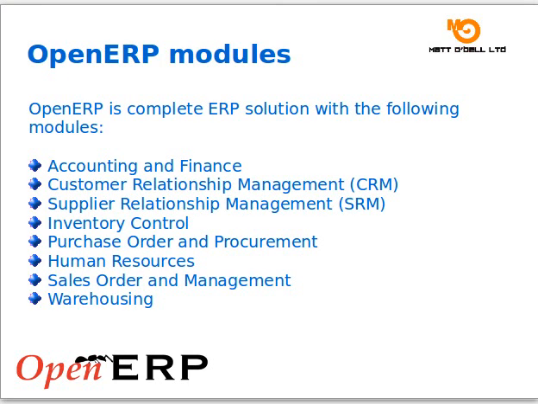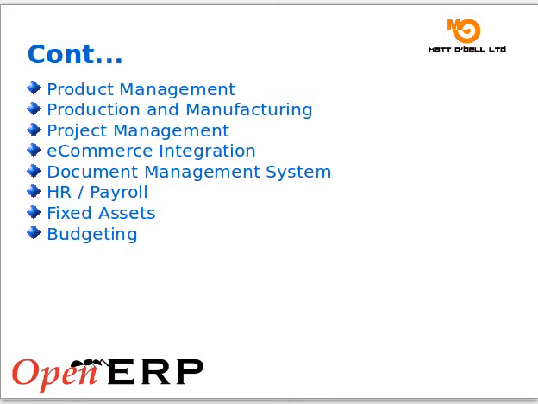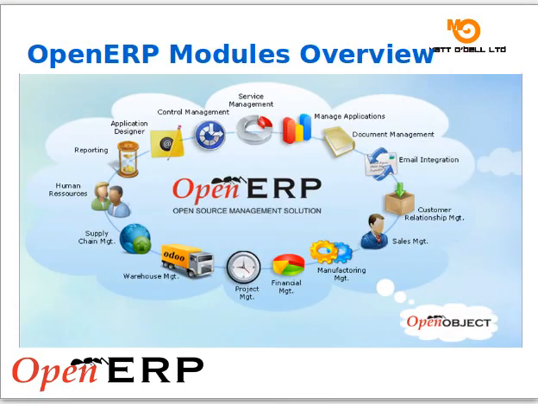Now let's talk about the various modules. There is a long list of modules, but we'll just mention a few of them. Number 1 is the accounting and finance module. Then you have the customer relationship management module, the supplier relationship management, the inventory control, the purchase order and procurement, human resources, sales order and management, warehousing, production and manufacturing, project management, document management, the payroll system, the fixed asset, budgeting, the list goes on.